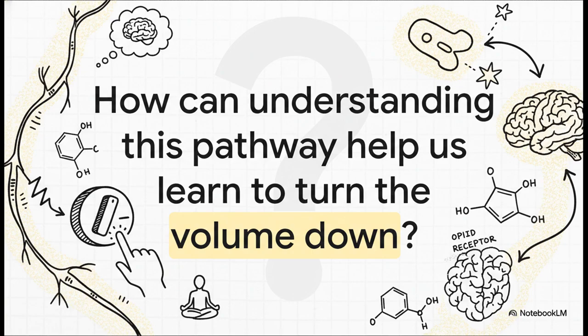So we've traced the signal from the initial spark through transmission to perception and finally to the body's own ability to modulate it. We've seen that it's not a simple one-way street, but this dynamic, incredible system with its own volume knob. Which leaves us with this final thought. If the pain system really does have its own volume control, how can understanding this entire pathway help us learn how to turn it down?